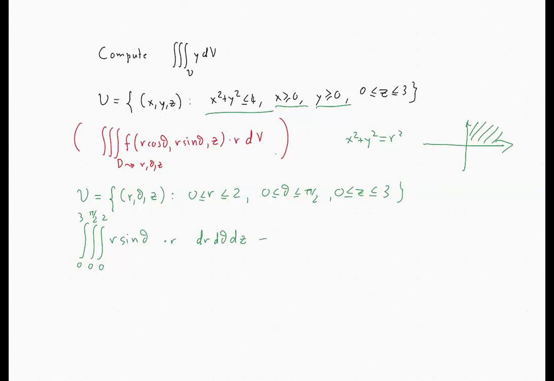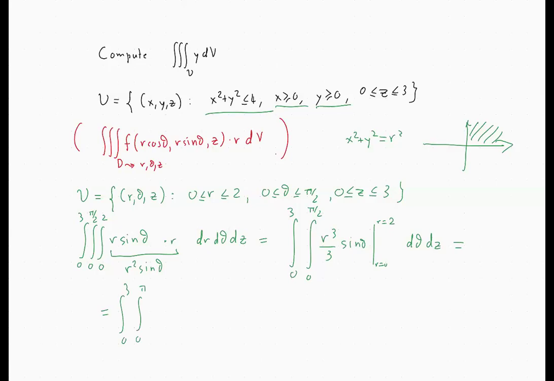Let's take its antiderivative with respect to r. So this will become r cubed over 3 sine theta. And we want to go from r equals 0 to r equals 2. And this is going to be 8/3 times sine theta, d theta, dz.